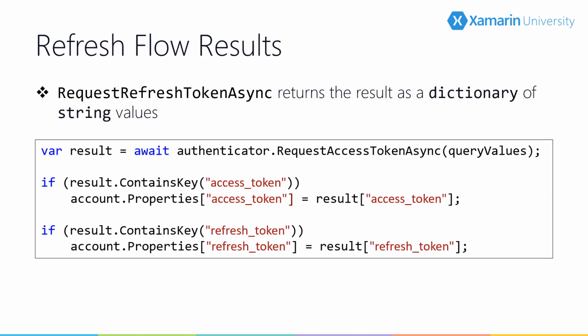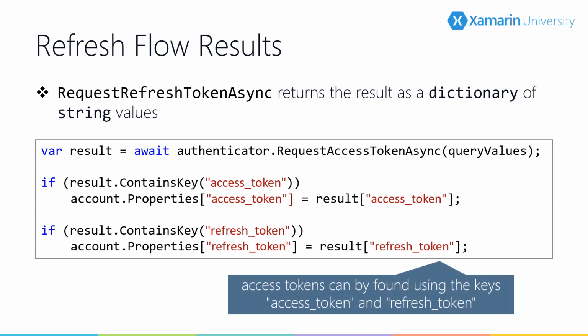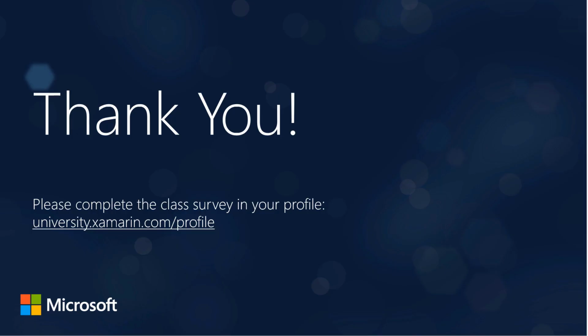Now, the refresh access token async returns the results of the refresh flow as a dictionary of strings. And if the refresh was successful, a new access token should be stored in the dictionary using the key access_token. Some servers will also provide a new refresh token. Make sure to update both tokens in your account object and save it to the account store if this is the case. And this brings us to the end of our class today.